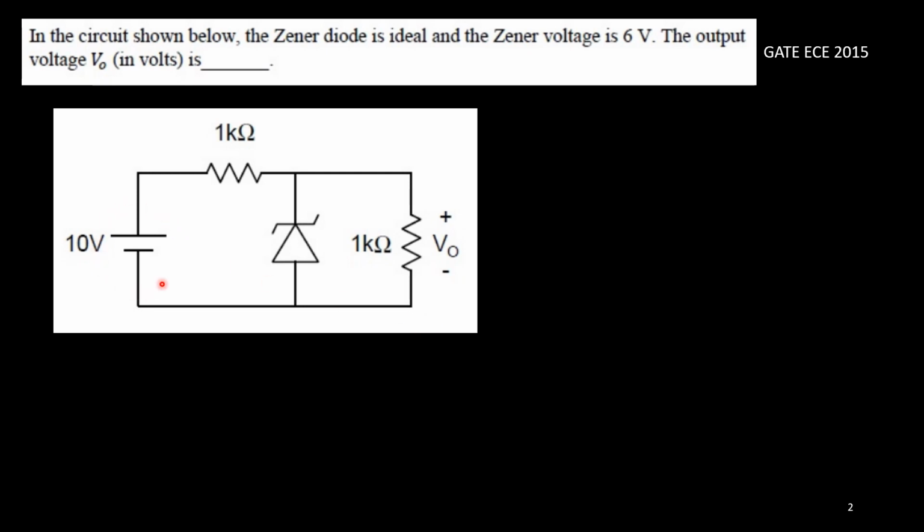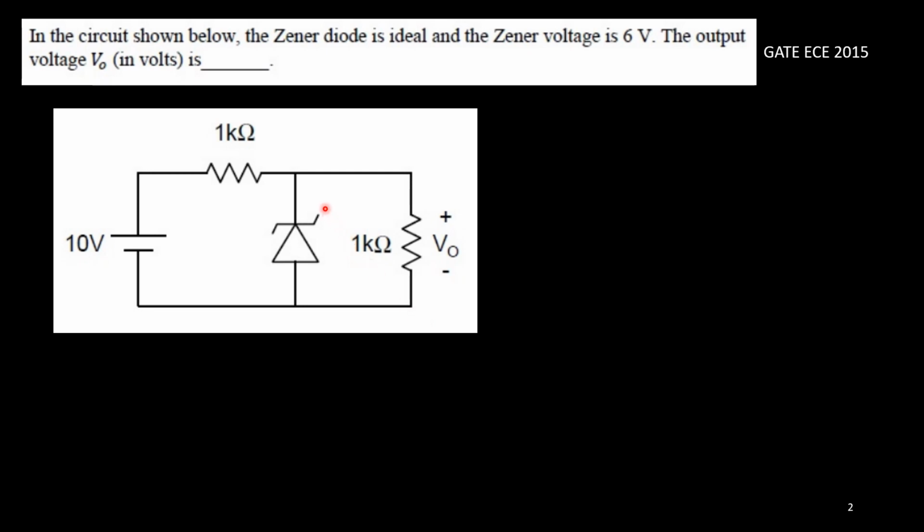One 10 volt source, one 1K resistance here, one 1K resistance here. This is the load, and we have one Zener diode. It is mentioned that the Zener voltage is 6 volt. So we need to find out the output voltage V0 here.